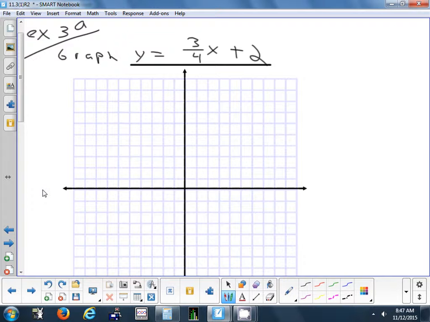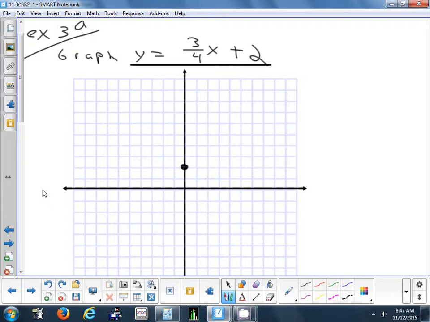Gage, which one is y-axis again? Give me your little trick. Up and down, right? So am I going down or am I going up? You're going up. How many? 2. Up 2, right? I'm going to put my point there. So that's my y-intercept. Then from there, you're going to graph 3/4.